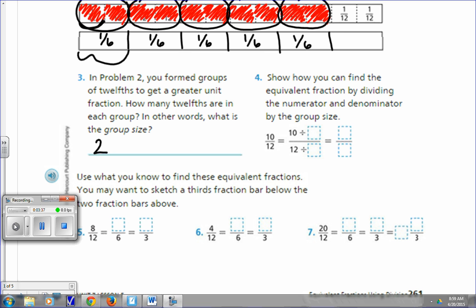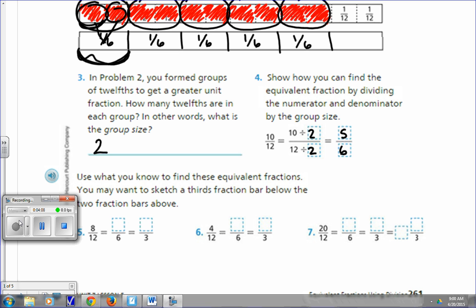In other words, what is the group size? Well, there's 2 12ths in each group, right? This is the group right here. This 1/6 is the group, and there's 2 of these in that group. That's all I'm saying. So what did I do? How did we figure that out? We divided by what? You told me this already. How many were in the group size? We did it by 2s. 10 divided by 2 is 5. 12 divided by 2 is 6.